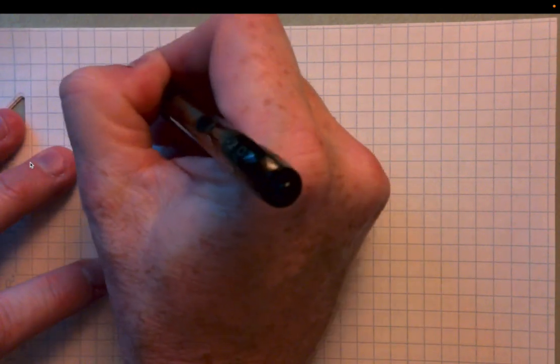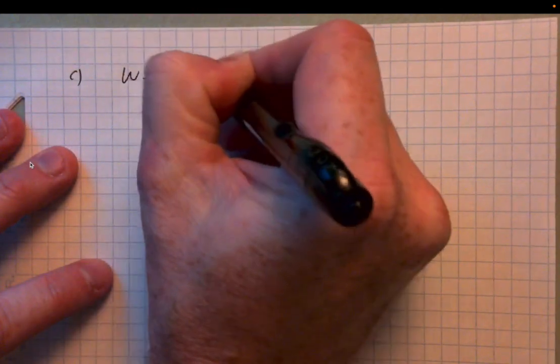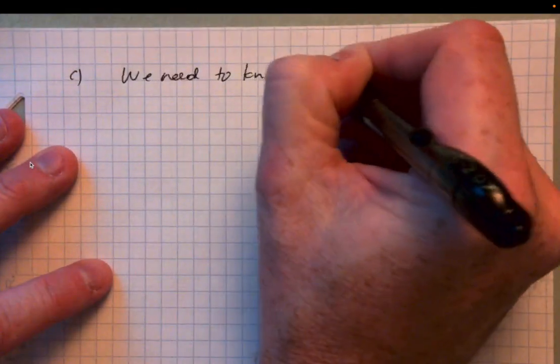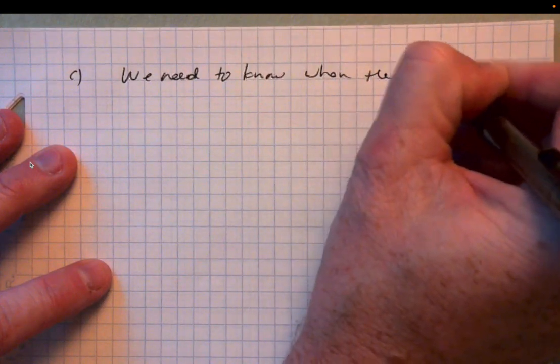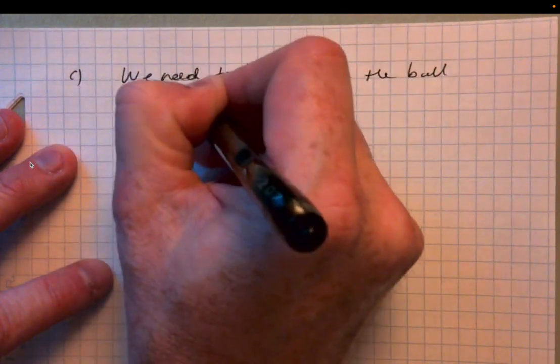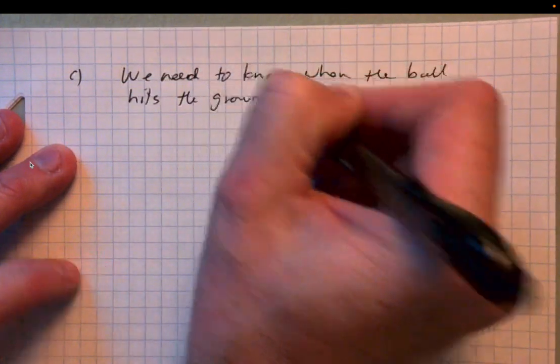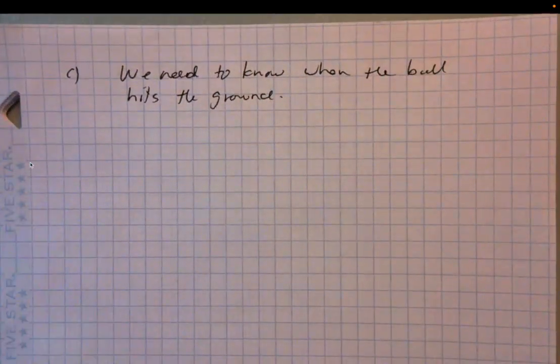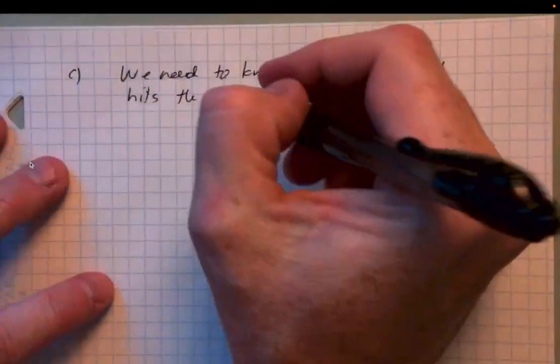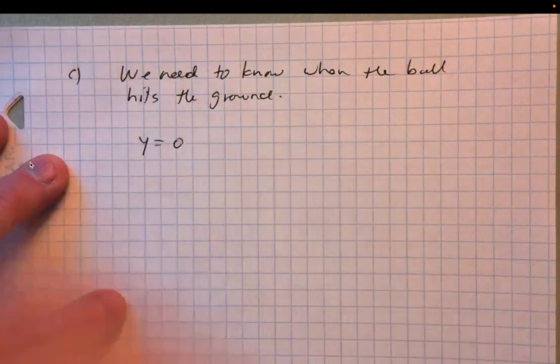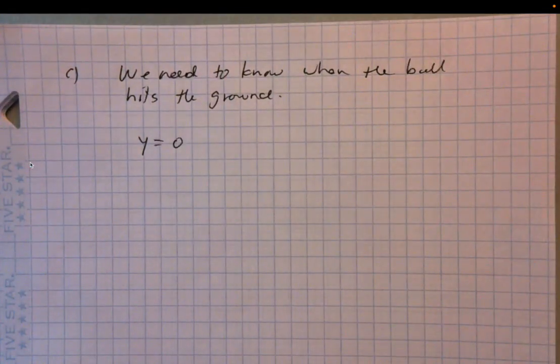This can be thought of as the y-coordinate of position. We need to know when the ball hits the ground. That's the y-coordinate of position, so y equals 0. So when is the y-coordinate of position equal to 0? Well, it's obviously equal to 0 at the onset when we first hit the ball, but it's also going to be equal to 0 later on in the trajectory.